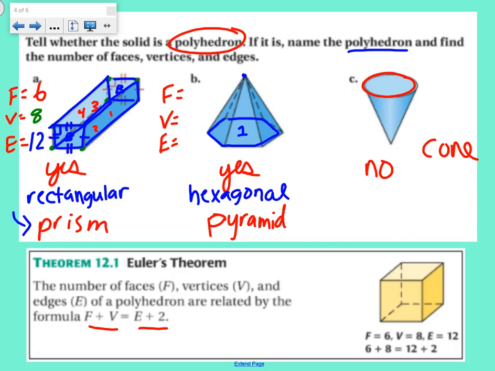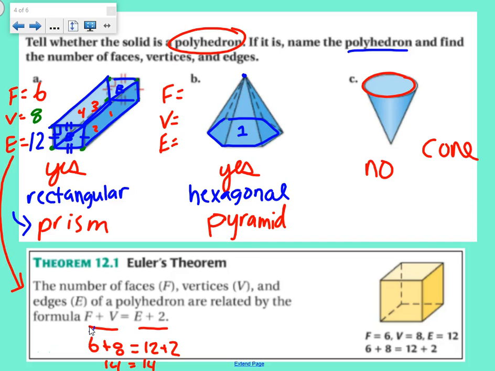plus 2. So if we just look right here at our faces and vertices, if we put 6 plus 8 for our faces plus our vertices equals 12 plus 2, does that hold true? Yes, because 14 does equal 14. So we can use this equation to help us find one of the pieces if we're having trouble counting.